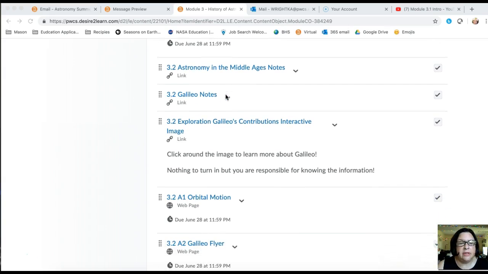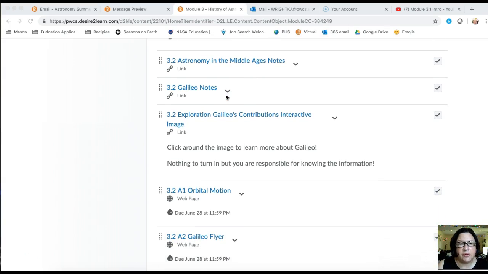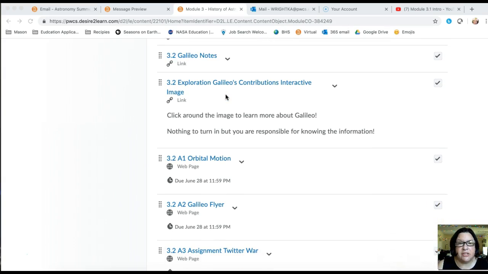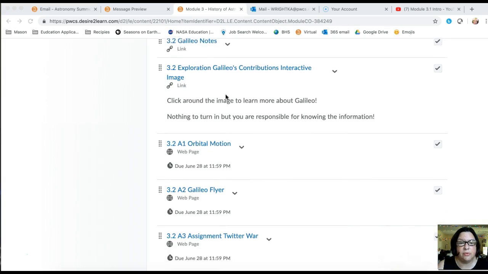The notes here, the Astronomy in the Middle Ages notes, those are the notes that I will be giving during the live lesson. So you have those to look at and follow along with. The Galileo notes are supplemental. They are notes that you do need to know the information from. However, I am not going to be quizzing you specifically on the Galileo notes. You will not have that quiz, but you are responsible for the information in those notes.